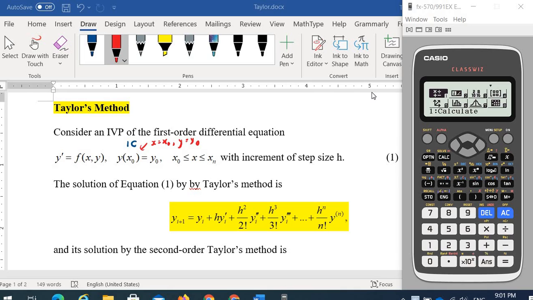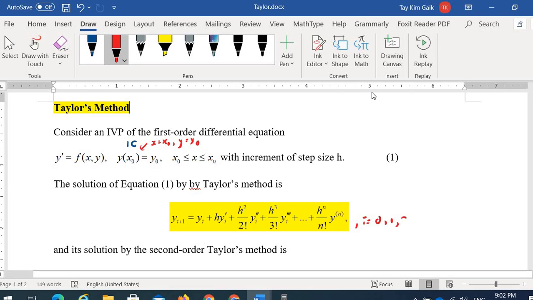using Taylor's series method. The solution of equation 1 by Taylor series method is actually by Taylor series expansions. Here we obtain this equation: y(i+1) equals yi plus h yi prime plus h squared over 2 factorial yi double prime plus h cubed over 3 factorial yi triple prime plus up to h to the power n over n factorial y to the nth derivative, where i starts from 0, 1, 2. Then with y0 you can get y1, with y1 you can get y2, with y2 you can get y3, and so on. And now we are going to discuss up to second order Taylor's method.